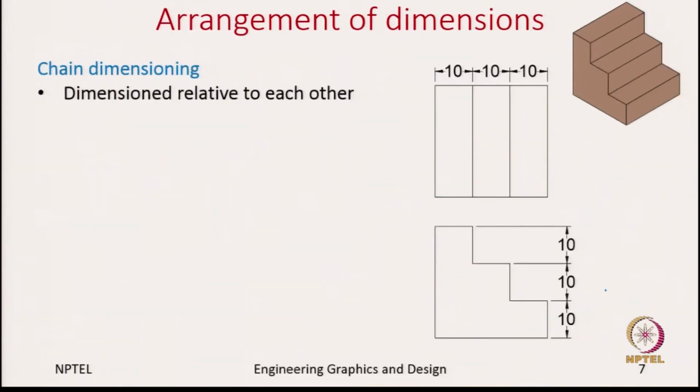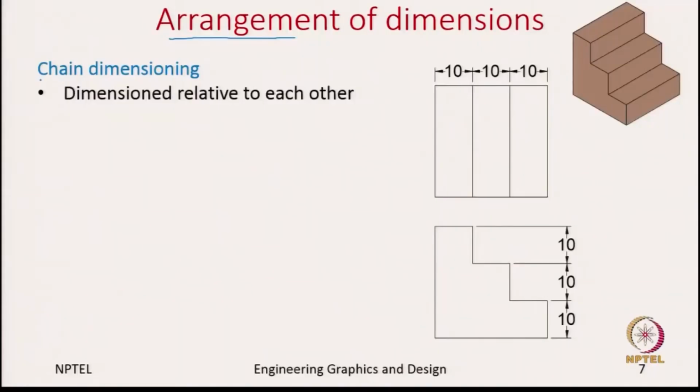Okay. So, now we are looking at a different aspect, which is the arrangement of dimensions. So, let us say you have multiple dimensions, how do we arrange? Again here we notice that there are multiple ways of doing it. The first way we will be discussing here is chain dimensioning. What do we mean by chain dimensioning? We say that all dimensions are relative to each other.